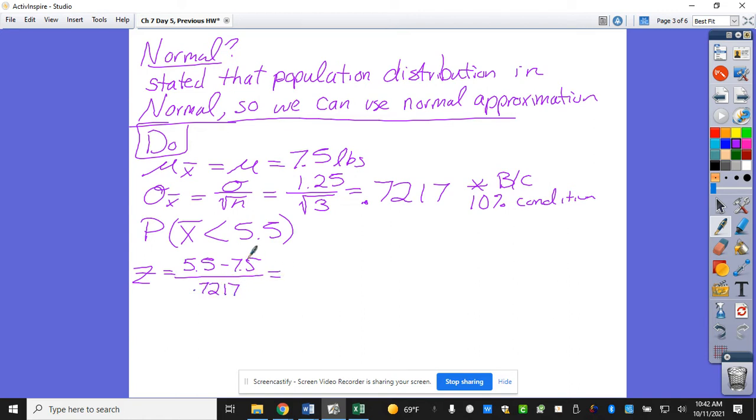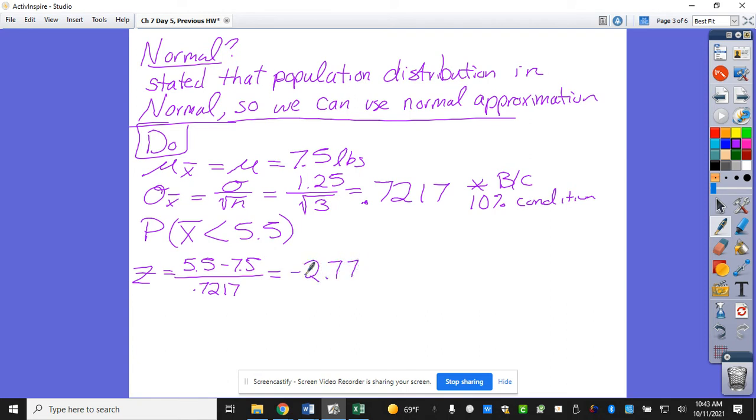0.7217. So if I am taking a sample as opposed to an individual, is it going to be harder or easier to get farther from the mean? If I take an entire sample, is it harder or easier to get farther from the mean? Harder, because this is my spread, and my spread decreases, so it's harder to get farther away. That gives me negative 2.77.